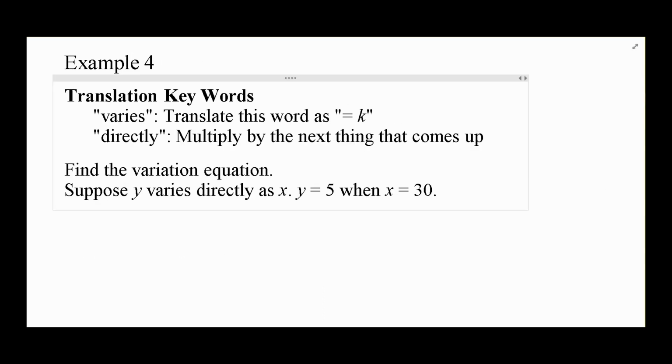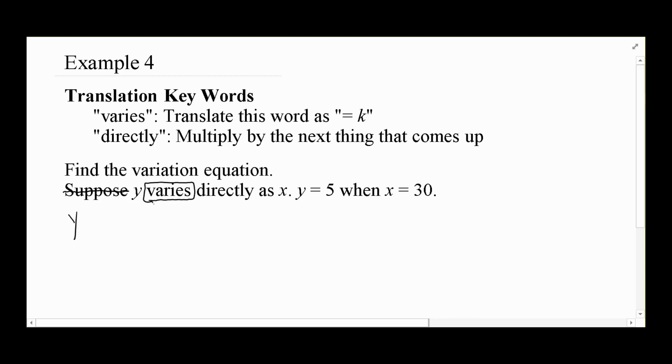We're going to start with a fairly simple, straightforward problem here. This problem says to find the variation equation, and we're told suppose y varies directly as x. So we're going to take that sentence, and our step 1 is to translate, to write a general variation equation. Suppose is kind of a filler word, so it's not important. The first thing I see is the variable y, so I'm going to jot that down for my translation. The next thing I come across is the word varies, and if you look back to our table of keywords, varies meant equals k. So that's what I'm going to write down.